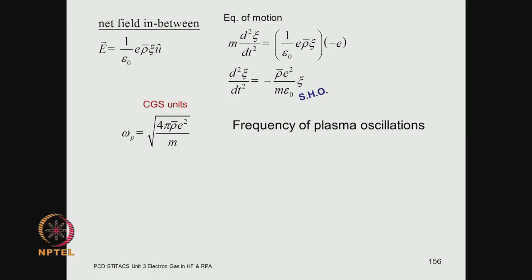In this model you have the equation of motion for a linear harmonic oscillator, a simple harmonic oscillator. You have the natural frequency of the plasma oscillations given in CGS units. Rho bar is the number of electrons per unit volume.